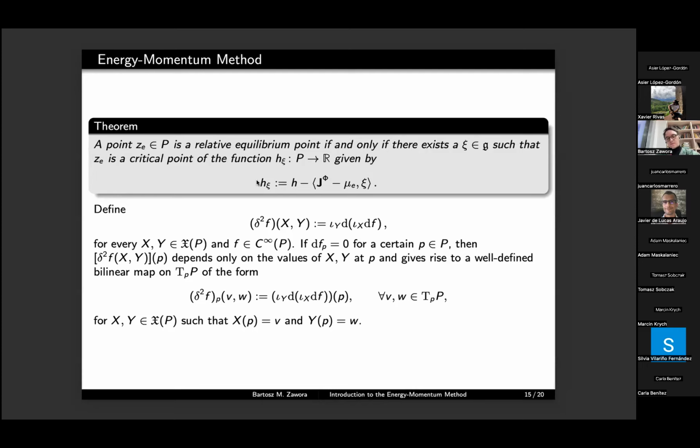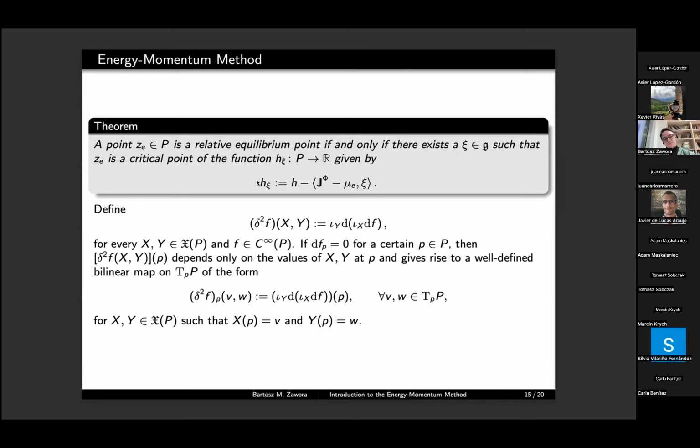Okay, thank you. Yeah, that's true. This comes from the definition of relative equilibrium points, right? We are concerned with the points where the Hamiltonian vector field is proportional to the fundamental vector field. Those we don't care about otherwise. Thanks for the clarification.